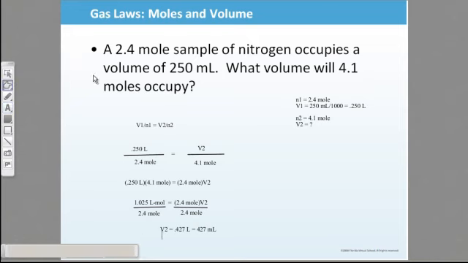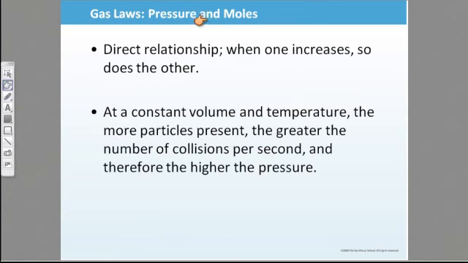All right, now the last one we're not actually going to look at any math for, but we do just want to mention the relationship here. And that's between pressure and moles. In this one, if we have volume and temperature constant, the more particles that are present, the greater the number of collisions we would have. So we're also going to have a higher pressure. So it is a direct relationship. If we increase the number of particles, we also increase the pressure. Moles goes up, pressure goes up if volume and temperature are held constant.